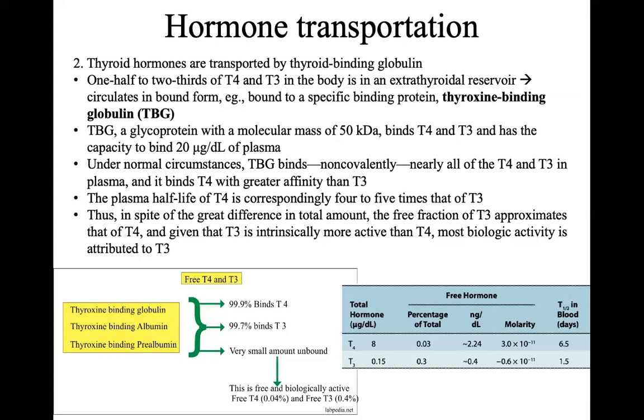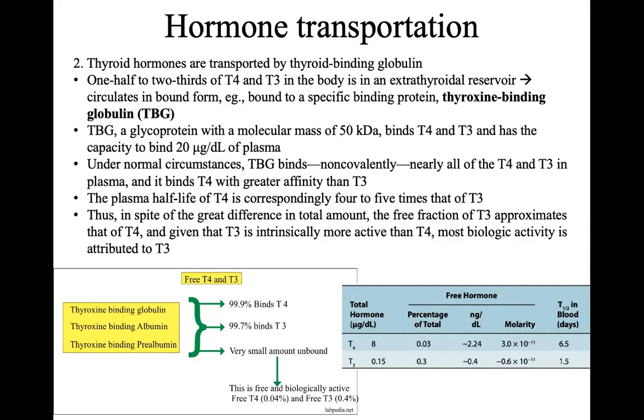Under normal conditions, the TBG, the thyroxine binding globulin, non-covalently binds nearly all the T4 and T3 in the plasma. This glycoprotein binds the T4 and T3 once they have been released by the thyroid, and then they circulate inside the plasma.